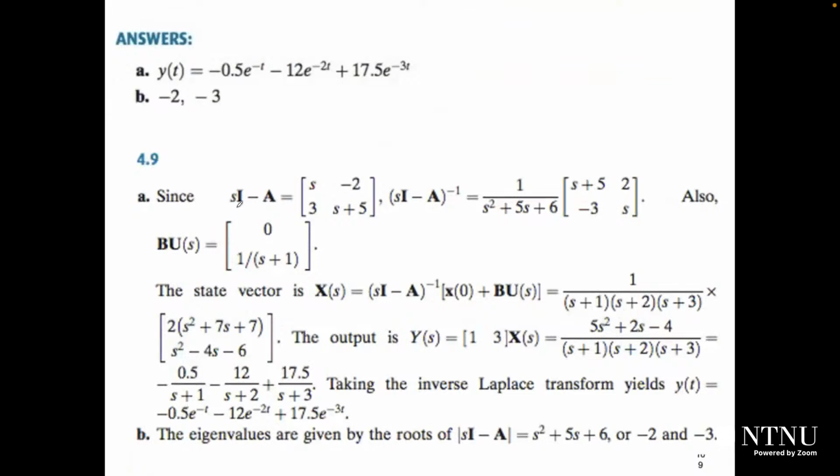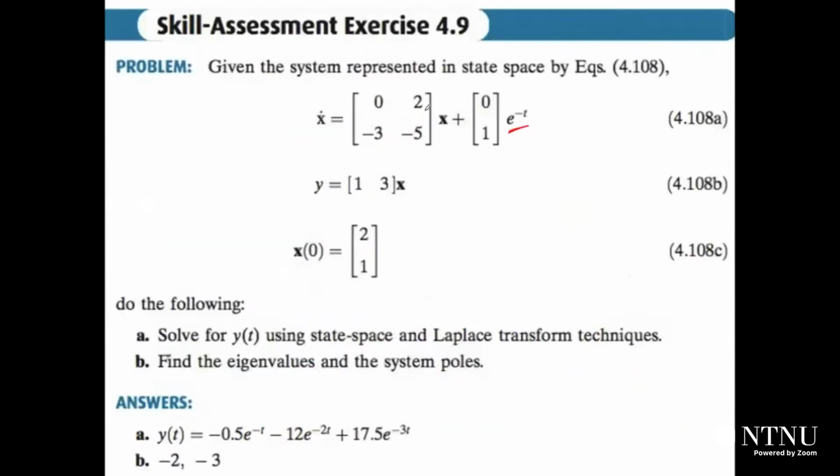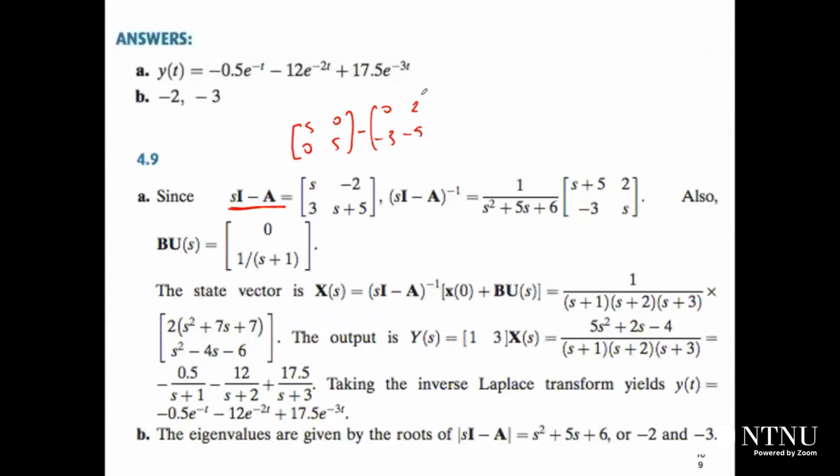So first we need to get sI minus A. So it will be this one, s 0, 0 s, minus A, what is A? It's 0 minus 3, 2 minus 5. So it will be s minus 0, it will be s. 0 minus 2, it will be minus 2. 0 minus minus 3, it will be plus 3. s minus minus 5, it will be s plus 5.